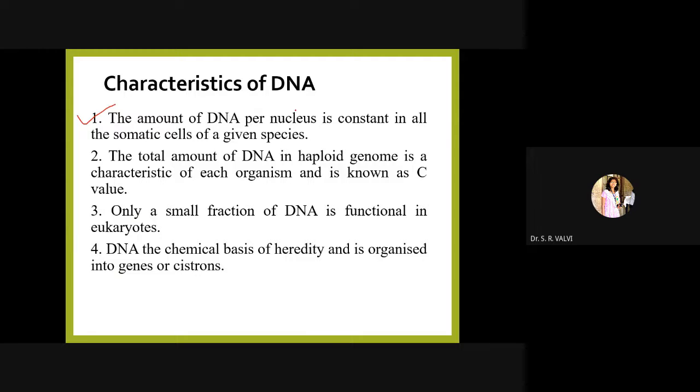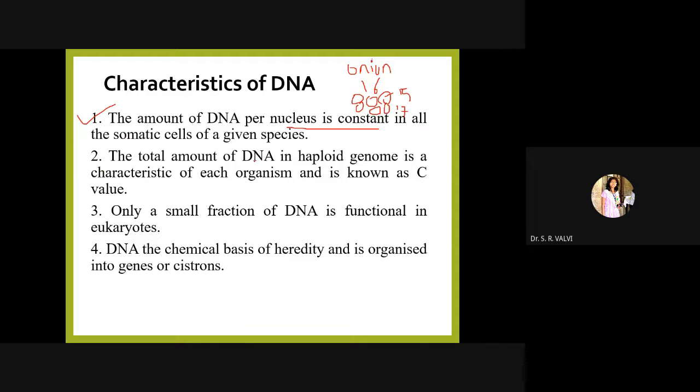Take the example of onion, where the chromosome number, how many chromosomes are there? 16, right? 16 chromosomes are there. So every cell of this onion must have 16 chromosomes in it. There should not be 15 in one cell and 17 in another cell, right? So the DNA per nucleus, per cell, is constant. A constant number of chromosomes should be there in particular somatic cells.